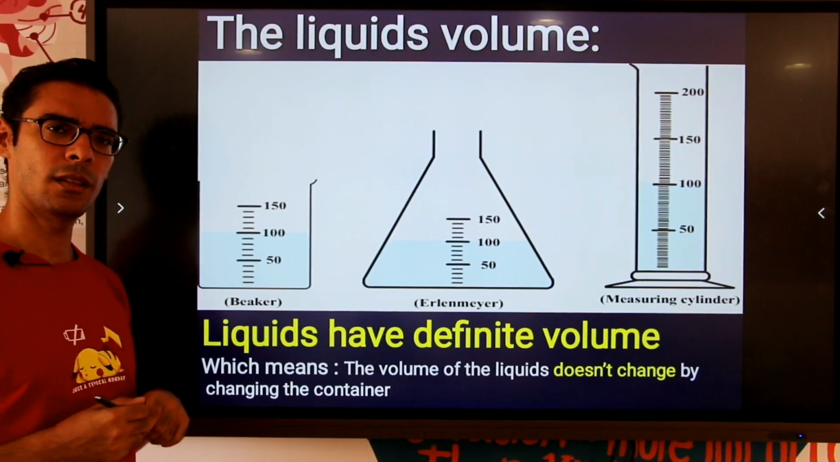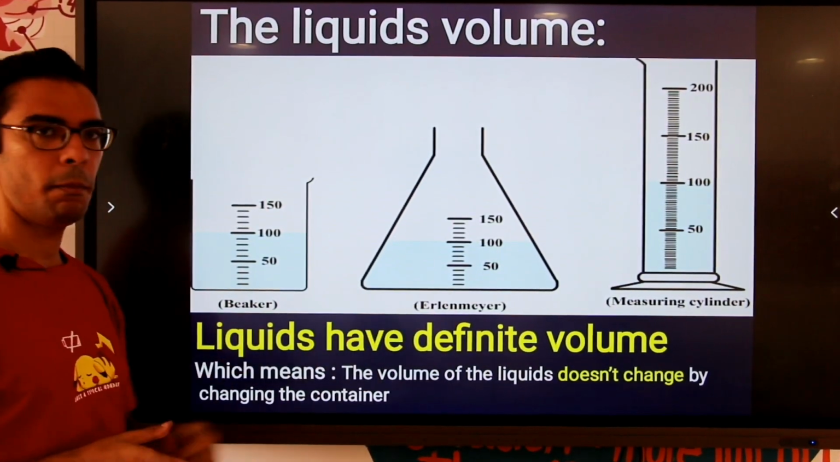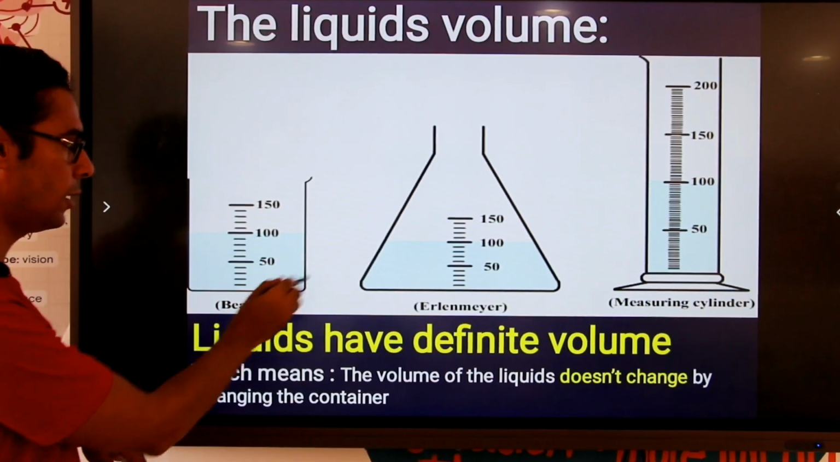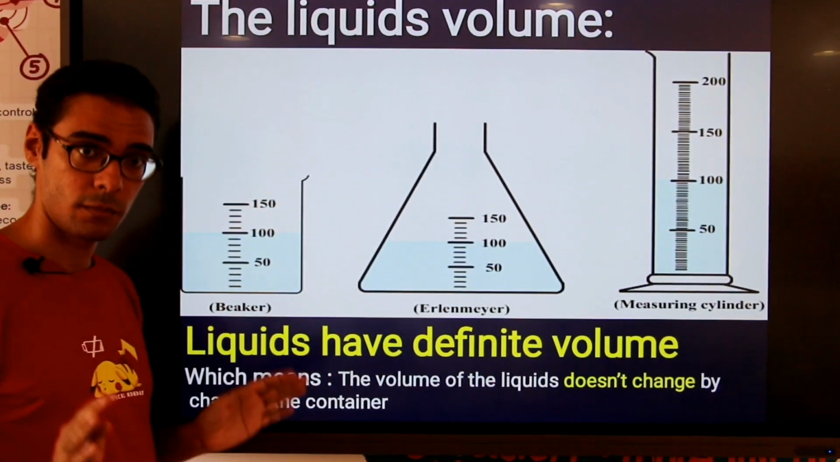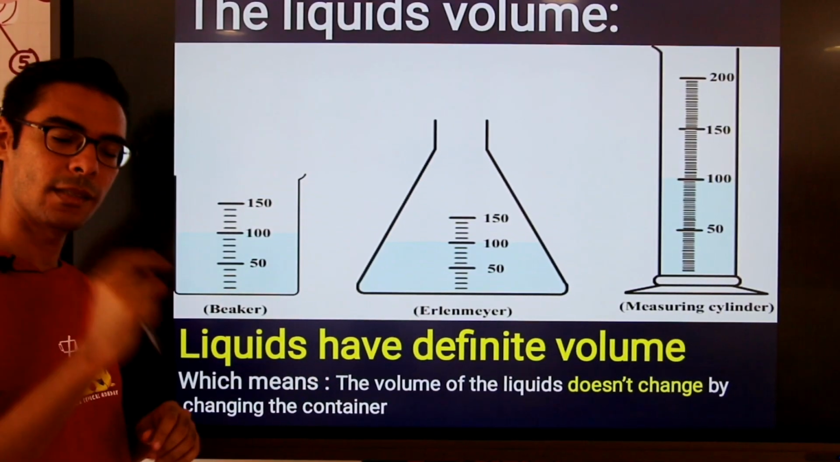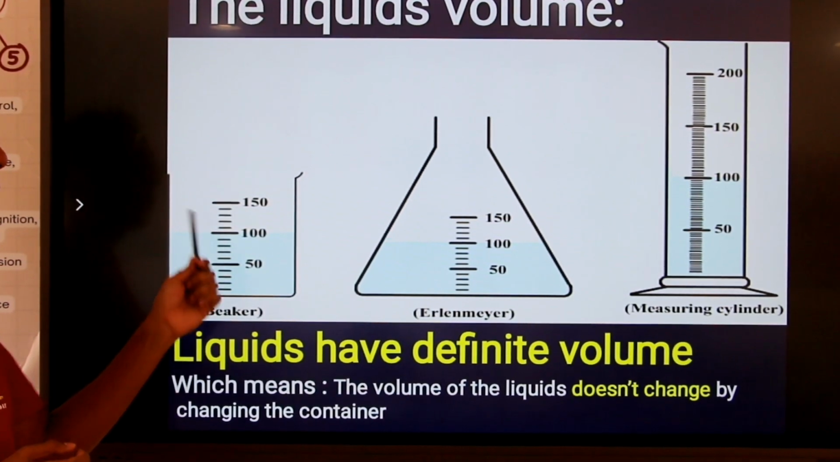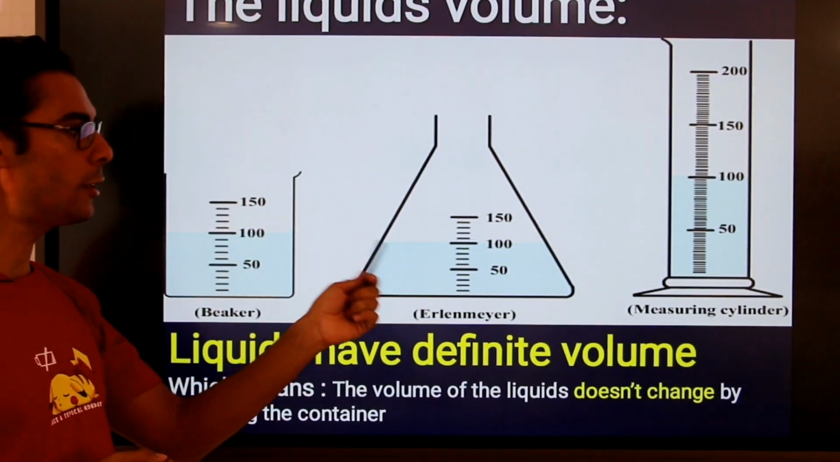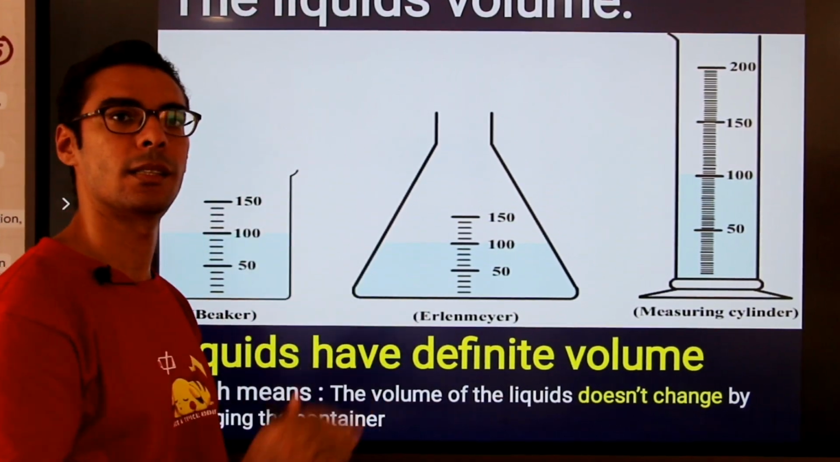So, did you notice something? First of all, look at the shape. Are they the same shape? The liquid inside is not the same shape. So, they have indefinite shape. We determined that. But the volume is the same amount. Here, it's 100 milliliters of water. When we pour it into a different container, it takes a new shape, but the volume stays the same.